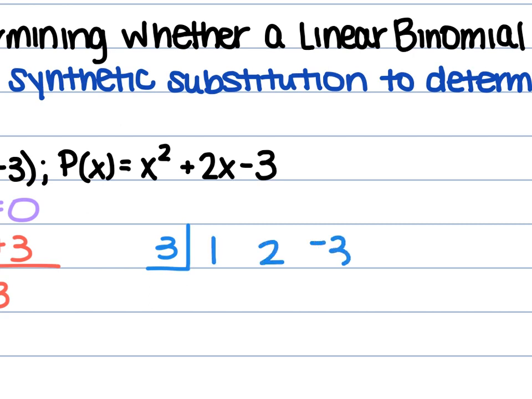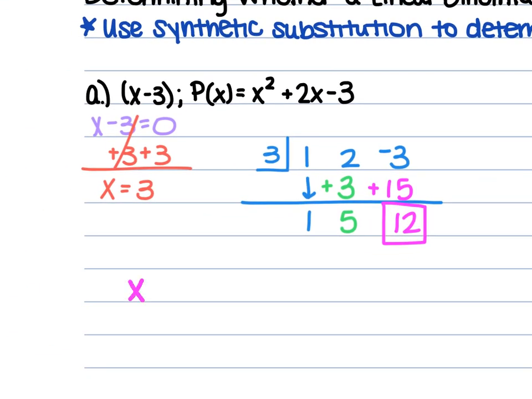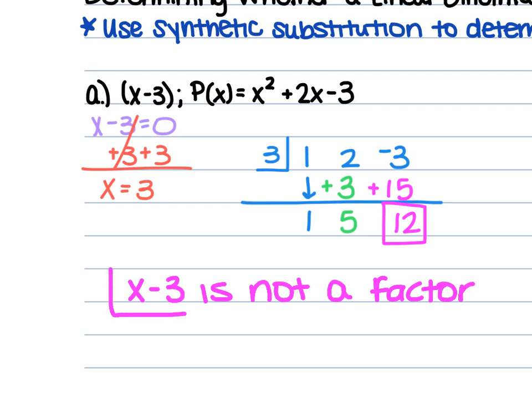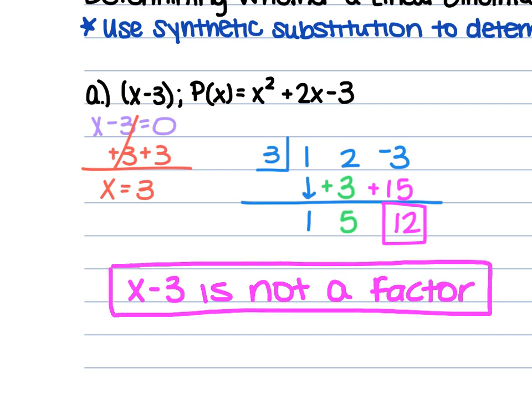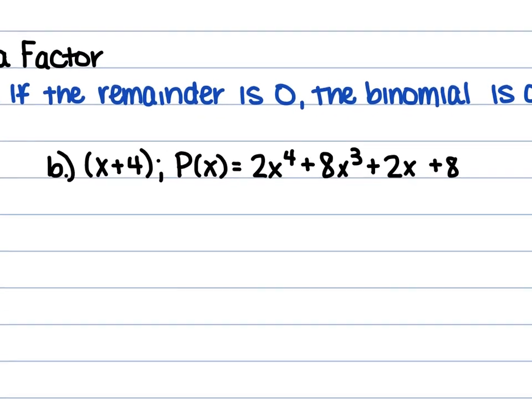So put those down. We're going to drop the first term, multiply it by the 3, we get 3. We're going to add the 2 and the 3 to get 5. Multiply it by the 3, we get 15. From there, we add it to the negative 3, and we're left with 12. Because this remainder is not 0, then x minus 3 is not a factor. That remainder would have to be 0 in order for that binomial to be a factor.